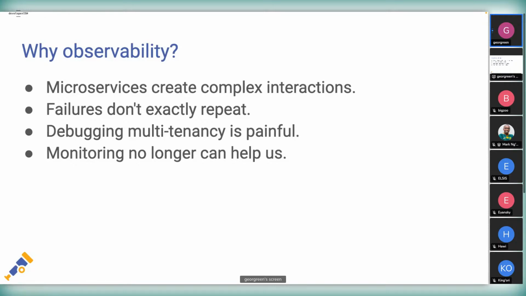And this should be done without shipping new code. So this is what makes a system observable. If you can understand your system without adding any new code, then you are on your way to being observable.